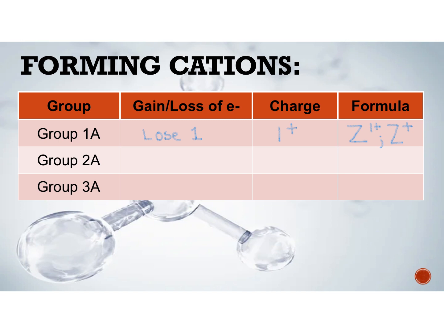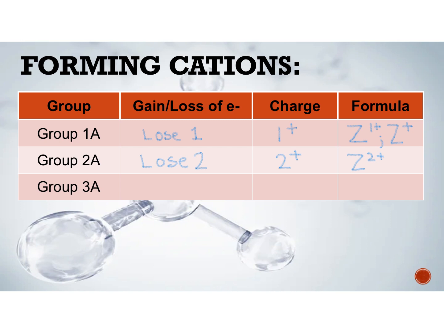Okay, group 2A has 2 valence electrons. They are going to lose 2 then. When they lose 2, they'll have a full outer energy level, and that means they're going to have 2 more protons than electrons, giving it a 2 plus charge. So our formula for cations in group 2A is the chemical symbol and then a superscript of 2 plus.